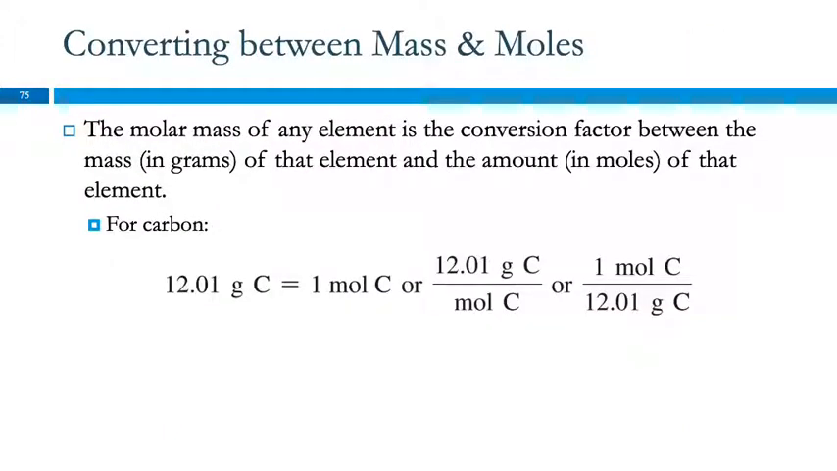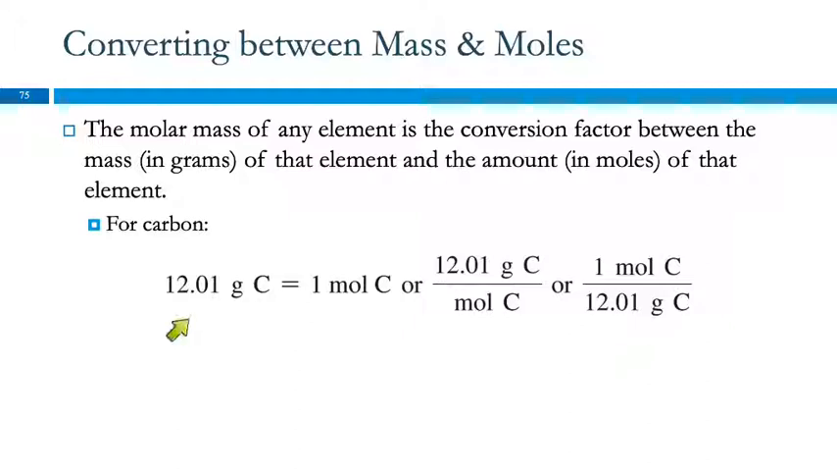So the molar mass of any element is a great conversion factor between mass in grams and amount in moles. So for carbon, from the periodic table, we see that 12.01 grams is equal to 1 mole, and we can make that into a conversion factor. Why do we only take 2 decimal places? Oh, that's a good question.